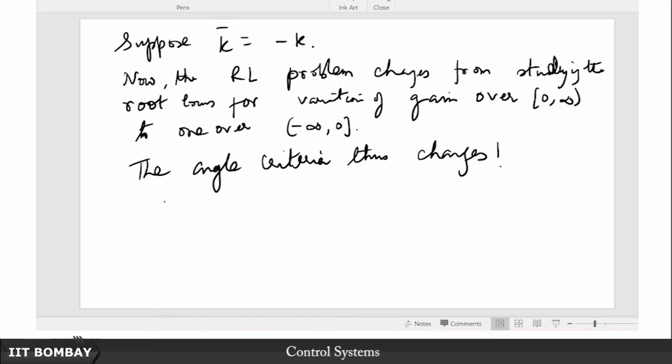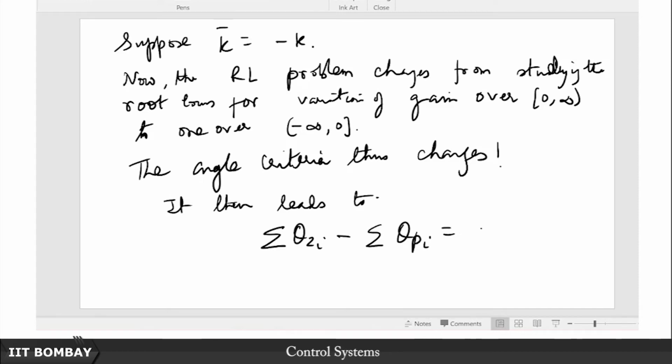thus changes. It then leads to this summation of the theta zi, that is those phasors drawn from the open loop zeros to a particular point on the complex plane, minus the summation of the theta pi's, yeah. This is now going to be some even multiple of pi, okay. Remember earlier it was an odd multiple of pi. So, now it is going to be some even multiple of pi. So, m is equal to 0, 1.